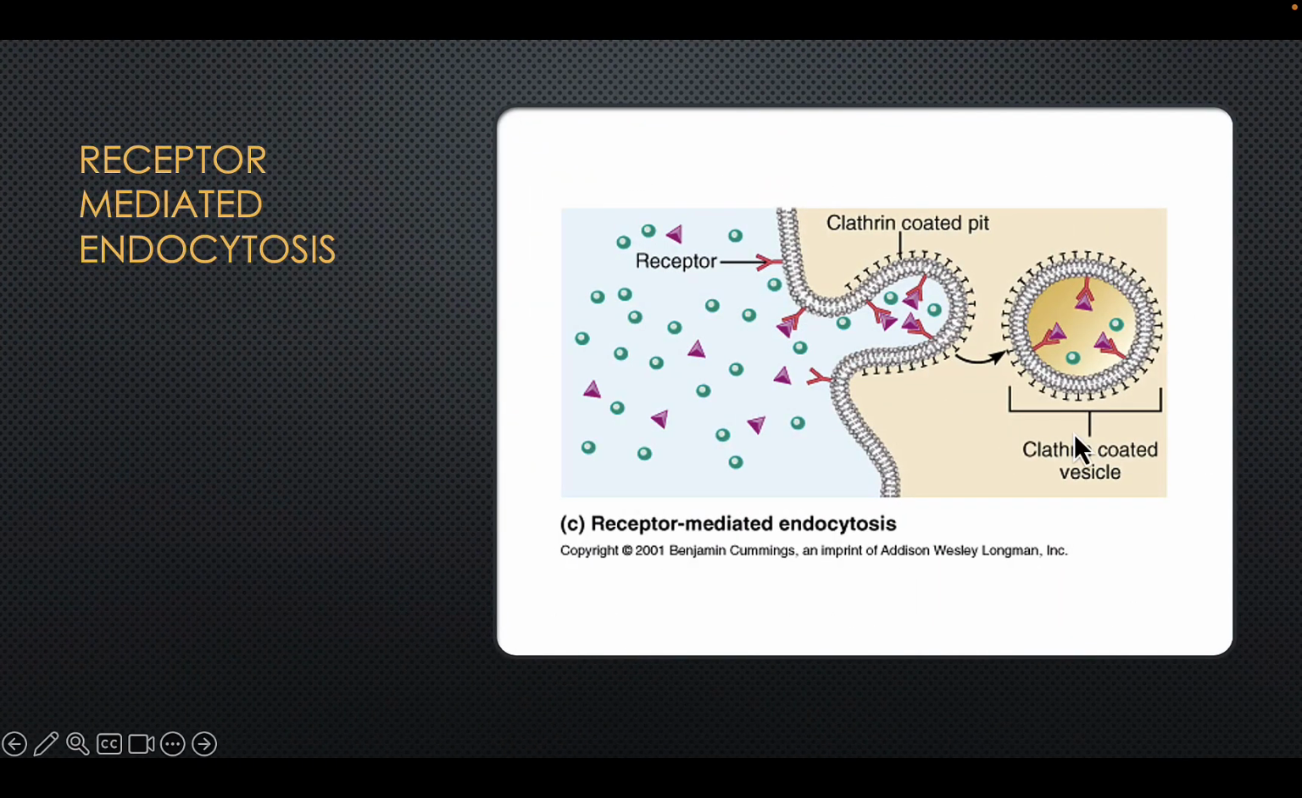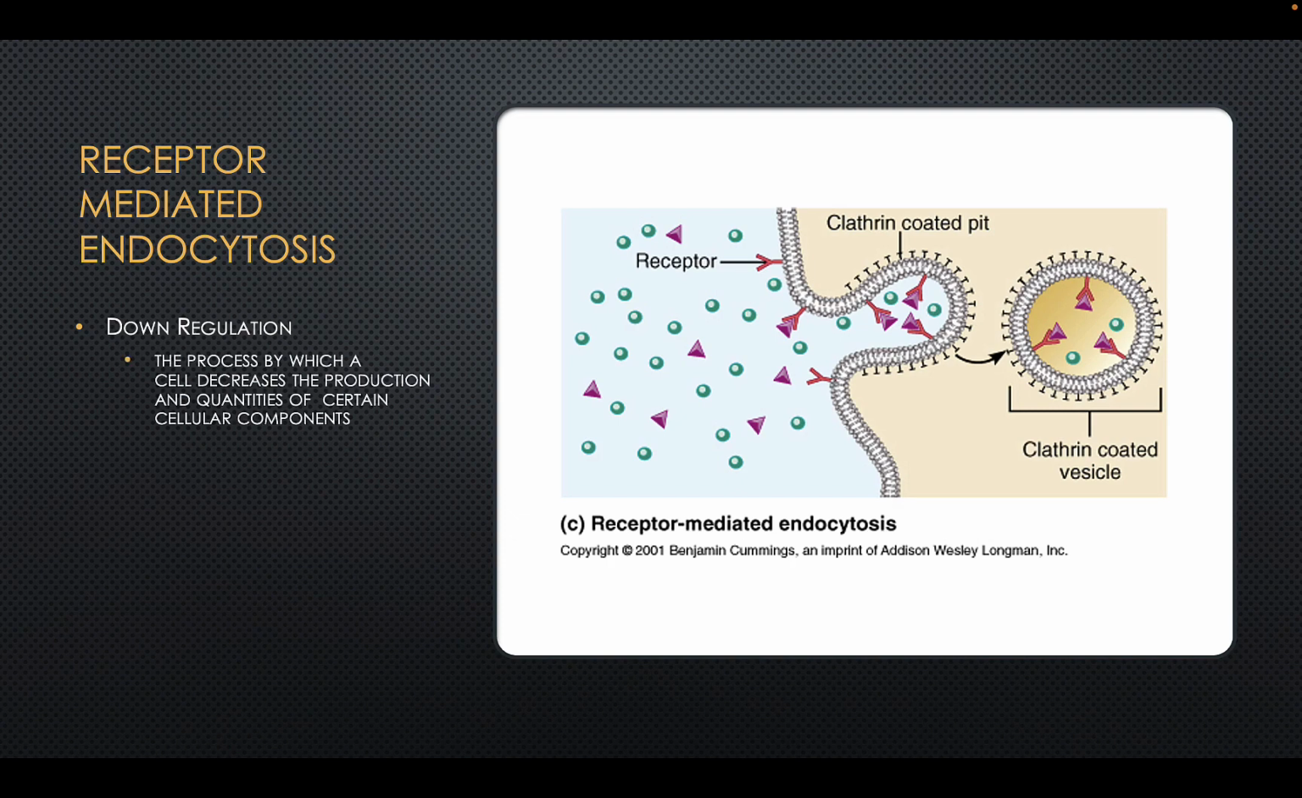So again, this is what you see here. This is the cell membrane folding inward, and as it folds inward, you have all of these receptors along with whatever bonded to the receptor moving inside this vesicle, and it's coated with all those clathrin proteins. Now, one of the things that I want you to know about is a process referred to as downregulation. So downregulation is a process where the cell decreases the production or the quantity of certain cellular components.